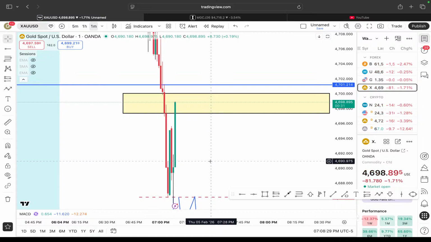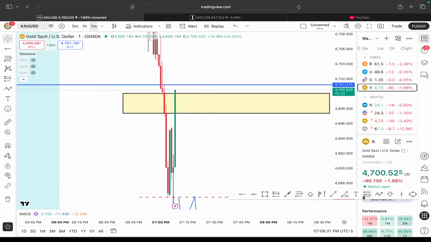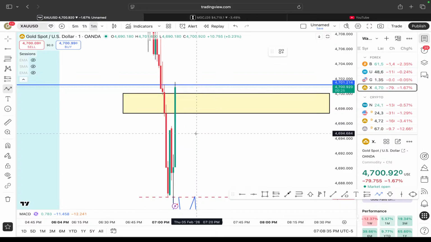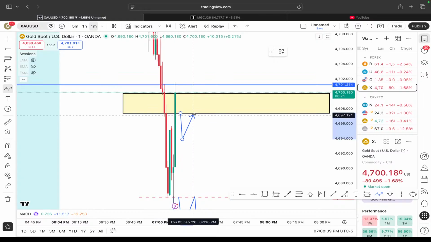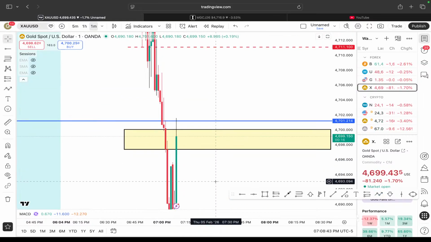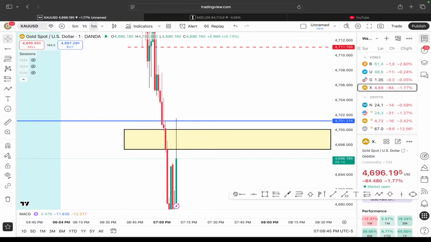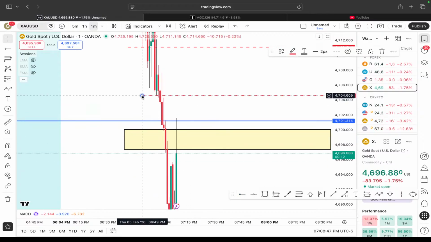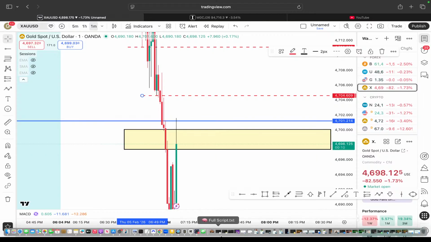Entry number 3, a rejection off of this. Obviously, it's not rejecting, so this entry is not going to happen. Then that leaves us with this last entry, which is this one right here. All right, give me 1 second, y'all.